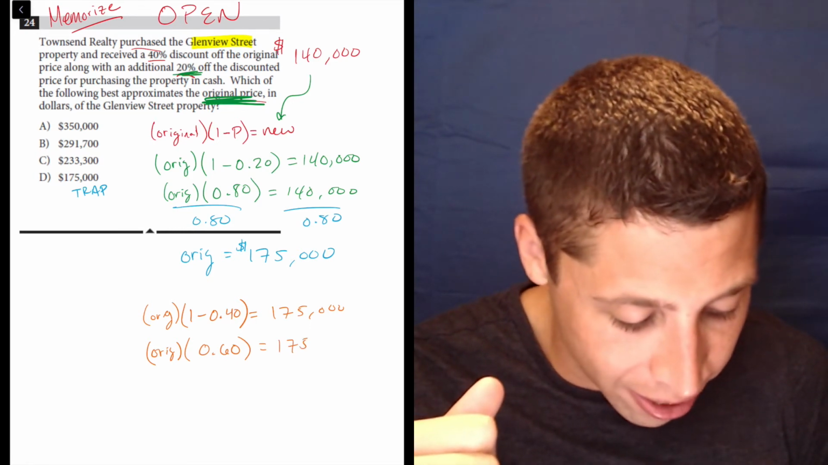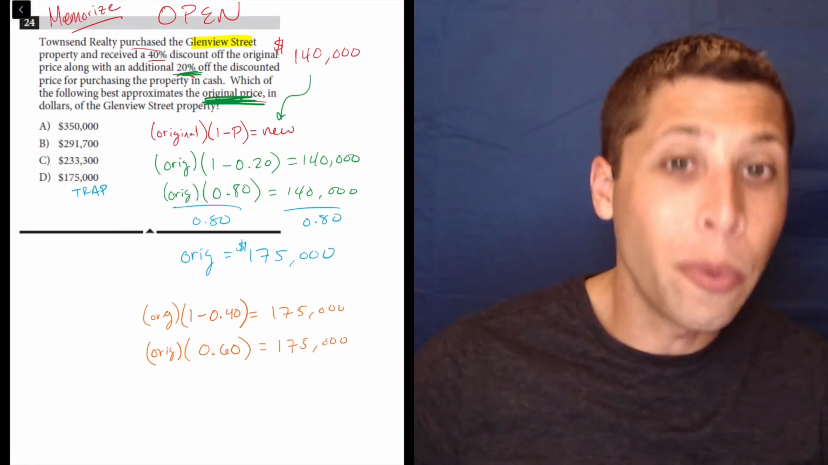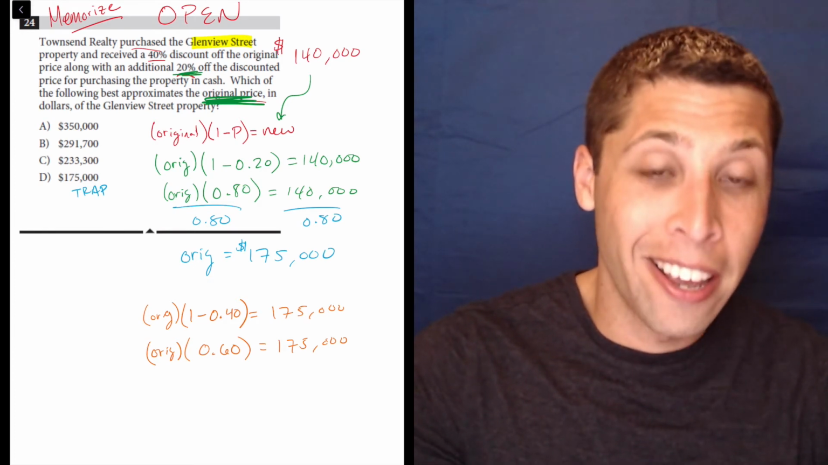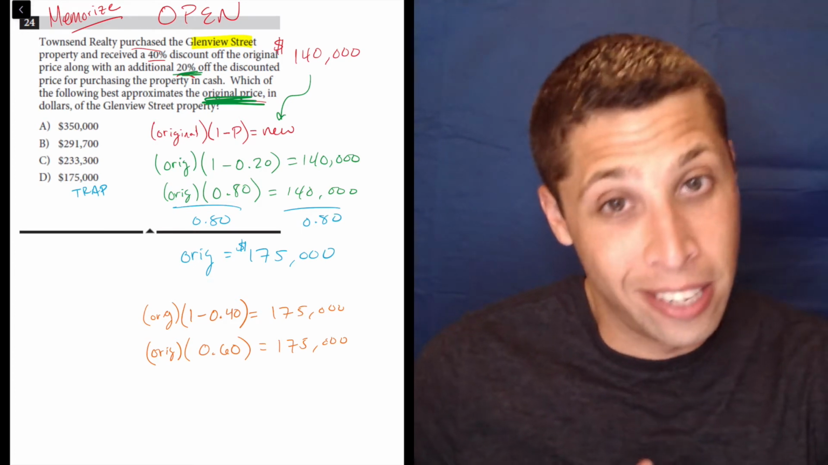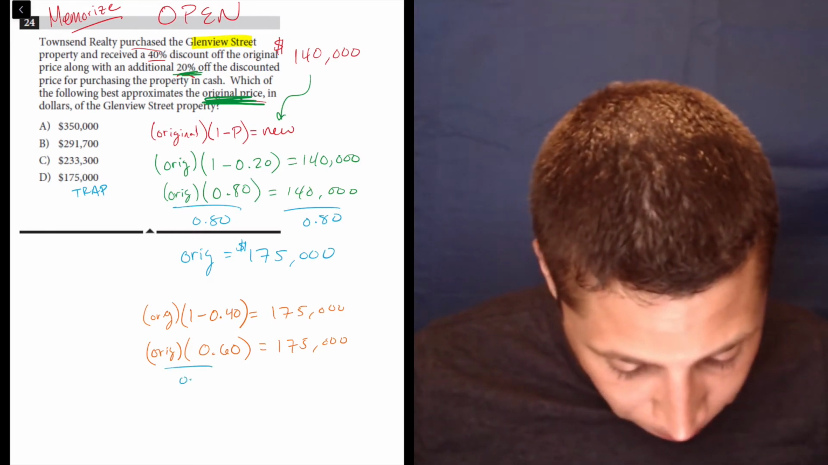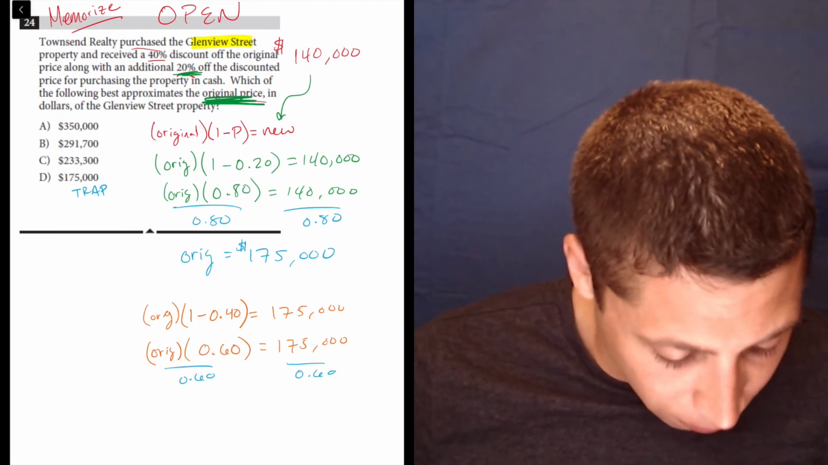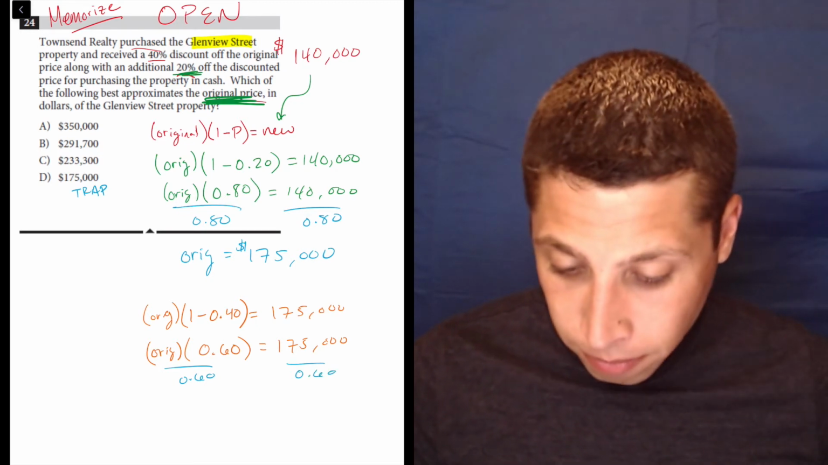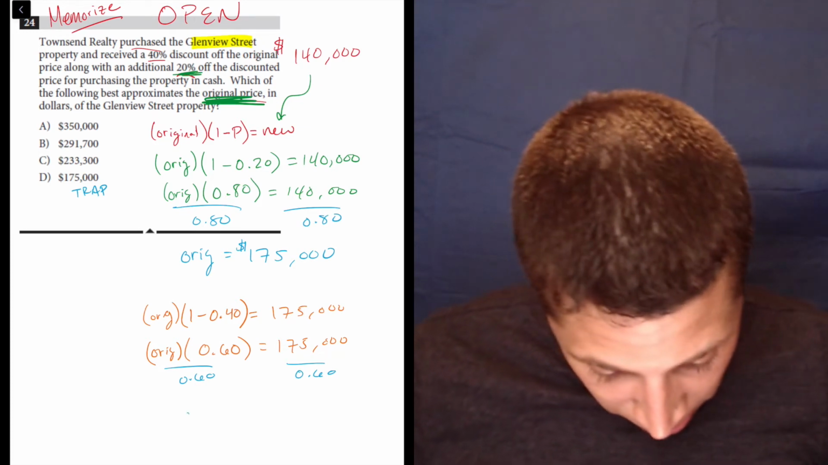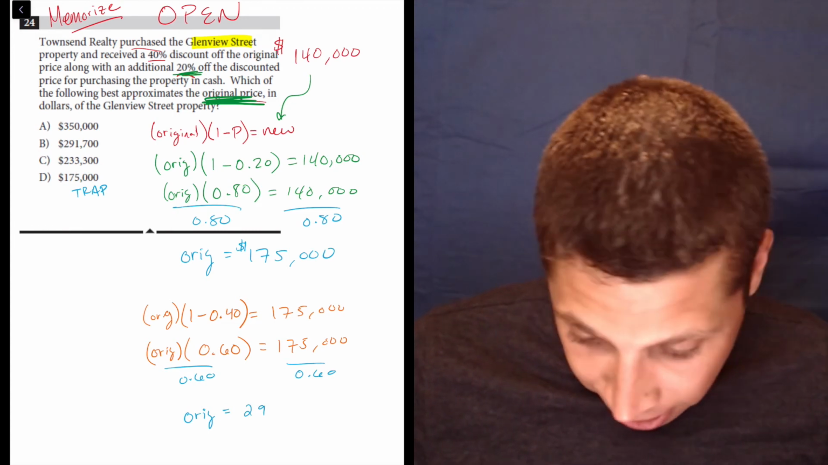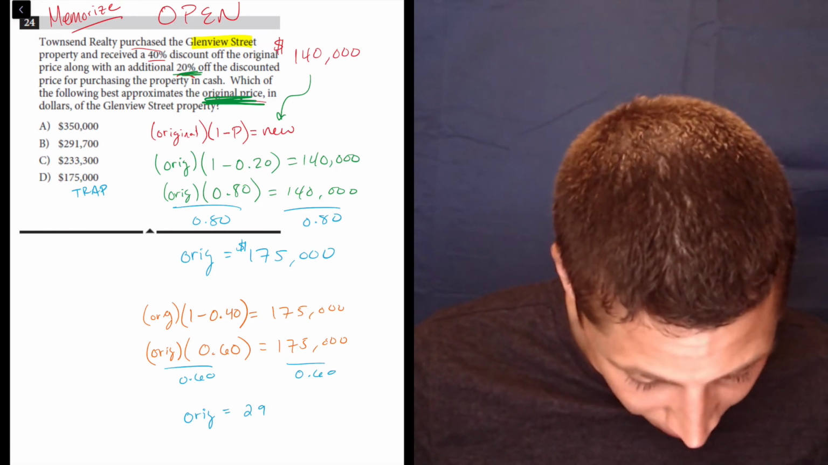So there are a lot of things going on here that are kind of weird. And notice, even though 0.4 is the discount, 40%, the number that we actually end up working with is 0.6, 60%. And we're still going to do the same thing, though. We're still going to divide. And 175,000 divided by 0.6 is, in this case, the final original value, 291,666 something.